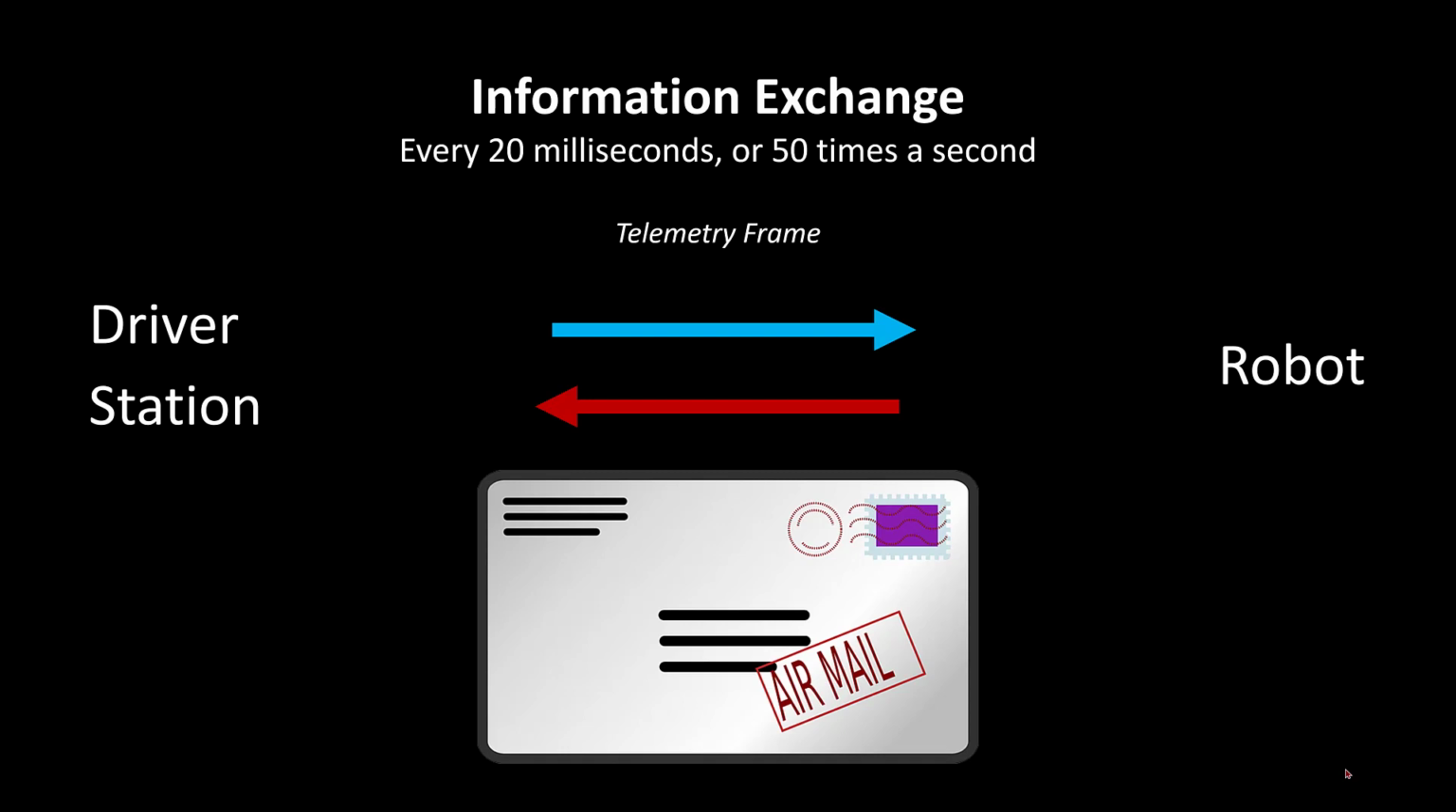Every 20 milliseconds, or 50 times a second, the driver station assembles a packet of information and transmits it to the robot containing information such as the joystick positions and button positions. At the same time, the robot also assembles a packet of information and sends it back to the driver station with various data that we've chosen to send back.